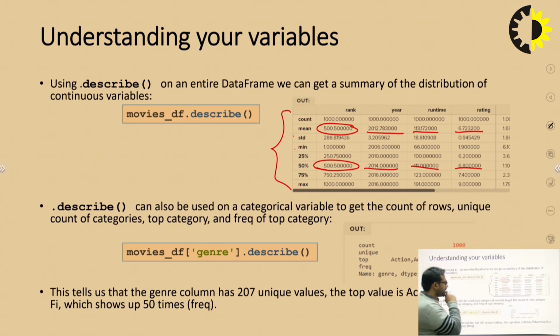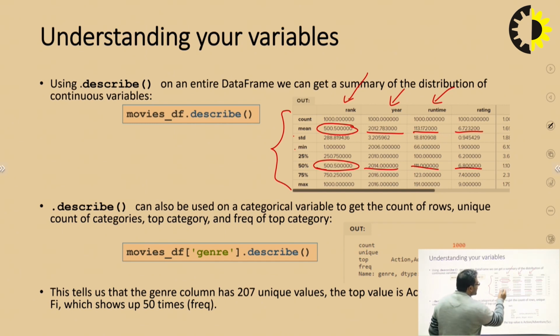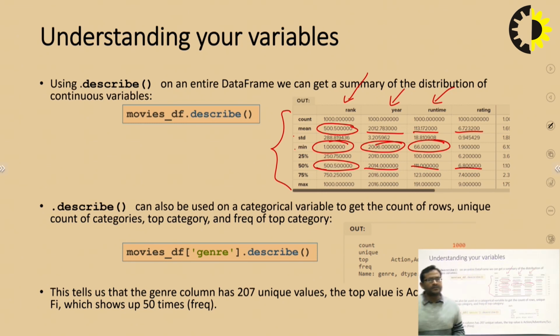Another thing you can see here. Suppose I am talking about year, runtime, and rank. You can see the minimum values. Rank minimum is 1, year 2006, runtime is 66. Sometimes it may be negative. Year cannot be negative. Runtime cannot be negative. Rank cannot be negative. Understand my point? Sometimes there is a negative value in the minimum. The problem is that whenever the minimum value is negative, that means your data has inefficient values, right? So you have to improve that, right?